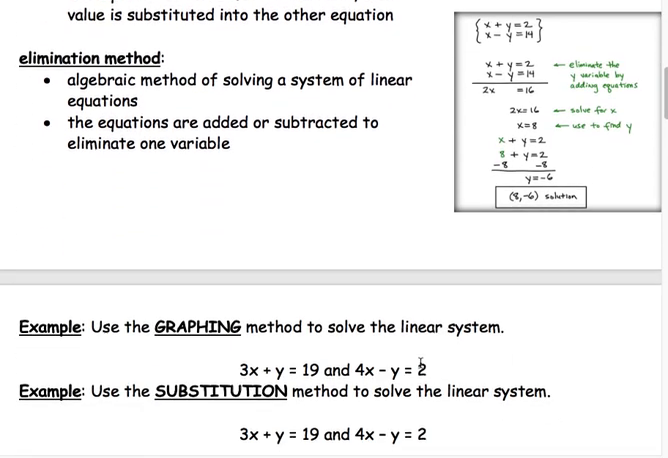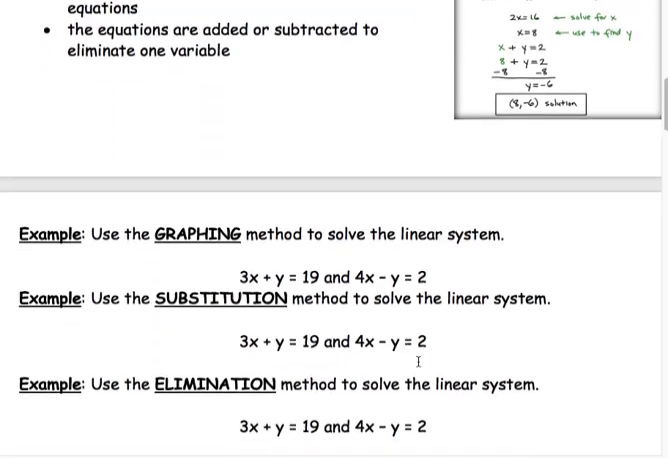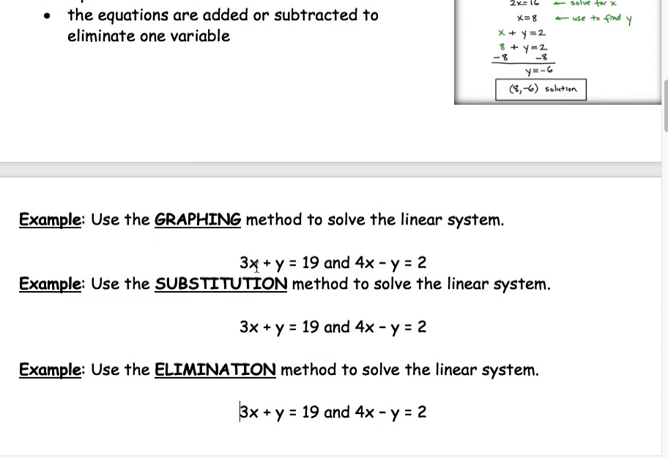So here is an example. Here's a linear system, 3x plus y equals 19, 4x minus y equals 2. We are going to use all three methods just as a review. And today, the elimination method is the one that you need to pick up for this cycle. I'm going to show you all three methods. If you know how to do these, just skip right to the elimination example.